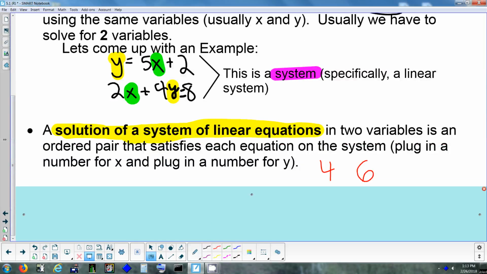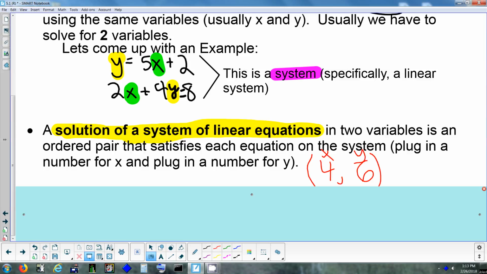Do I need to do anything else with that to make it look like an ordered pair? Put a comma in the middle. Anything else? Parentheses around them. That's an ordered pair. The 4 is which coordinate? Remember, when we're dealing with graphing, we have 2 coordinates. What's the 4, Mallory? X. 4 is the x, and 6 is the y.